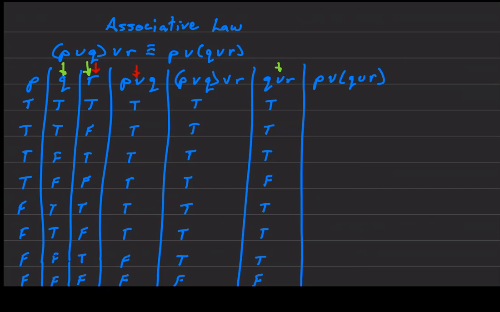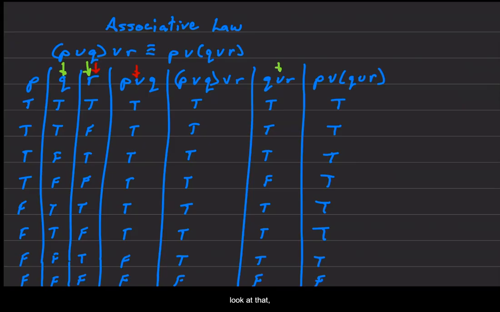Then next column, we need to combine the Q or R with P. So when we combine that, we get true or true is true. True or true is true. True or true is true. True or false is true. False or true is true. False or true is true. False or true is true. And false or false is false.